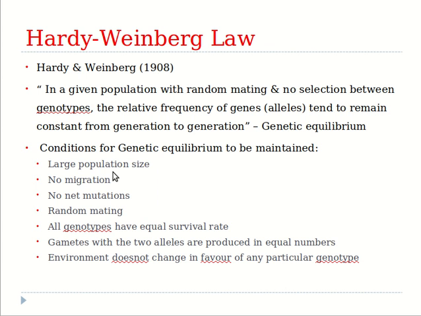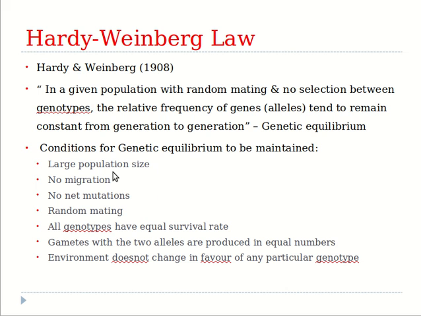Okay, and there should not be any migration or any subsequent gene flow into or out of the population. There should not be immigration or emigration that can result in losing of the genotypes. So there should not be any such kind of gene movement, gene flow. Mutations should not occur, so there should not be any net mutations. Then gametes carrying the two alleles are produced in equal numbers. If there are only two alleles for a particular character, gametes should be produced with both the alleles in equal numbers.